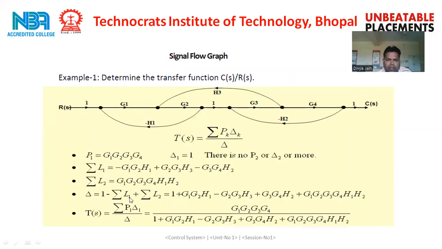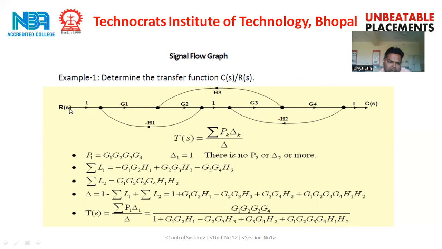Okay. And now we will discuss the signal flow graph. So in this signal flow graph, first of all, we will find out the overall transfer function with the help of the Mason gain formula. So the Mason gain formula is the summation of Pk delta k divided by delta. First of all, in this signal flow graph, we will find all possible cases where the signal will flow from the input to output. So in this diagram, we will see that the signal flows from the input to output.